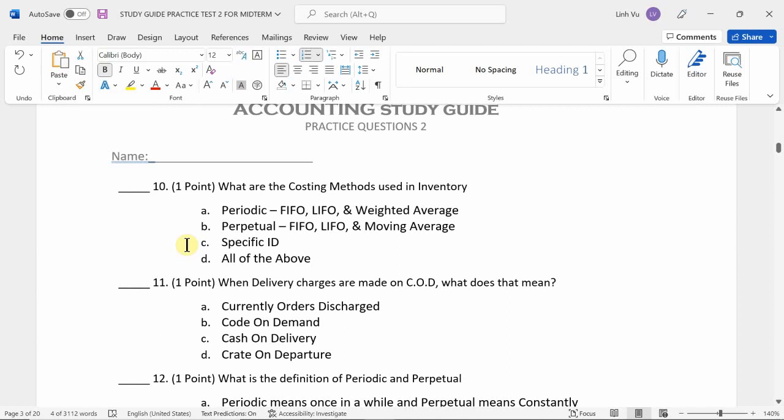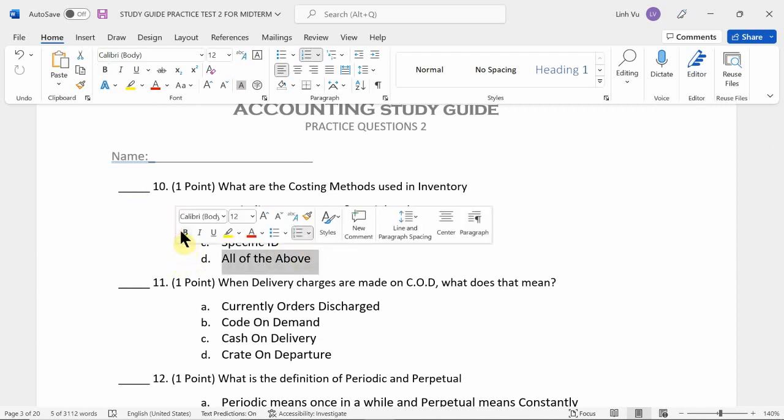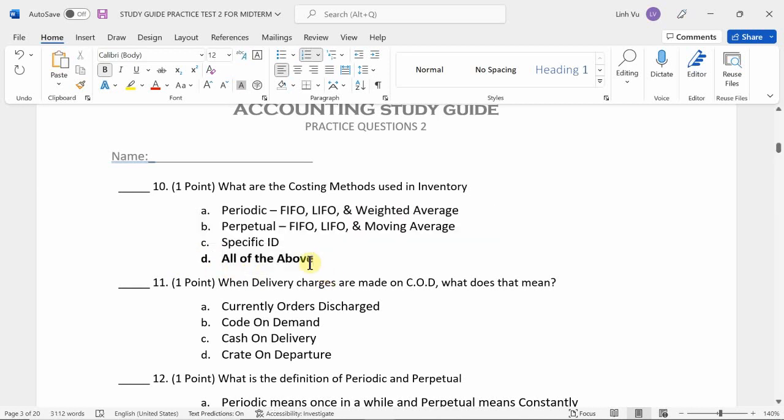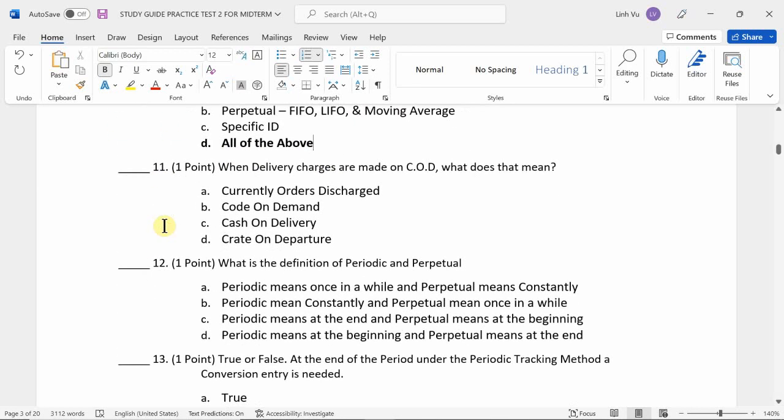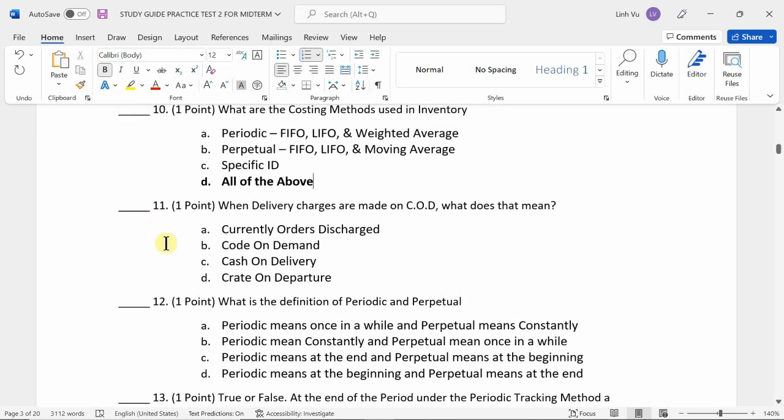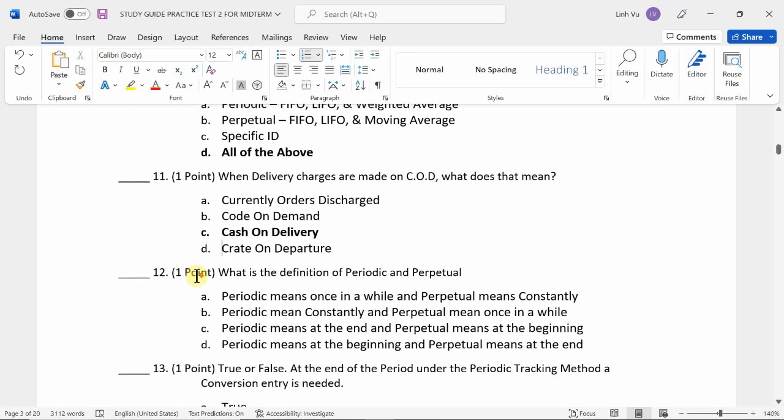Number 10. What are the costing methods used for inventory? All of the above, because specific ID also exists as a costing method. I just don't teach it, or in this class I didn't teach it. So make sure you are aware of that. Number 11. When delivery charges are made on COD, what does that mean? Cash on delivery. Good. Not cash on demand, not currently orders dispersed or discharged, and not crate on departure.